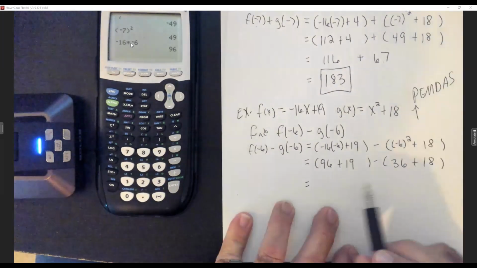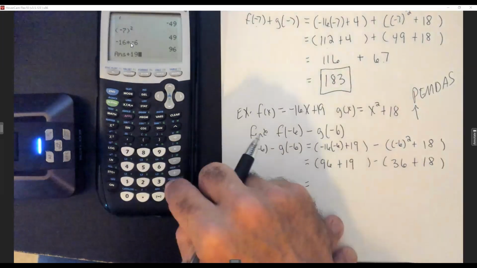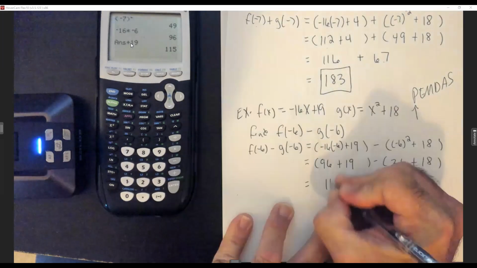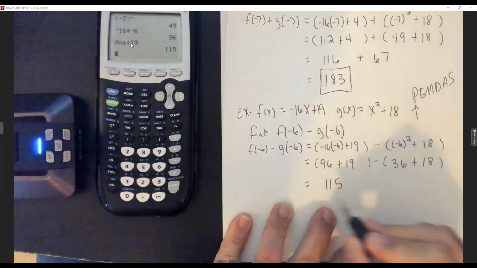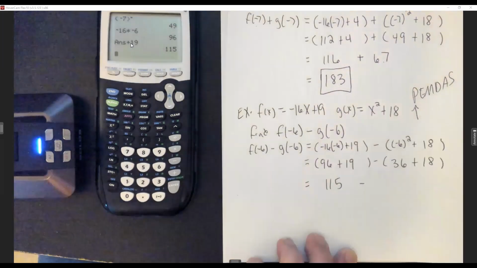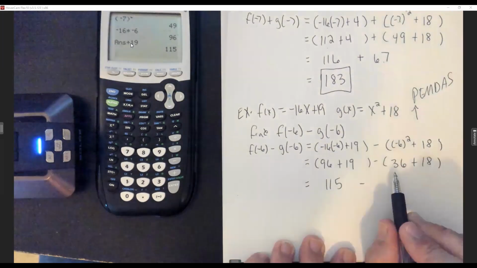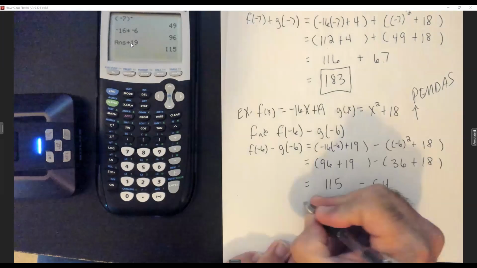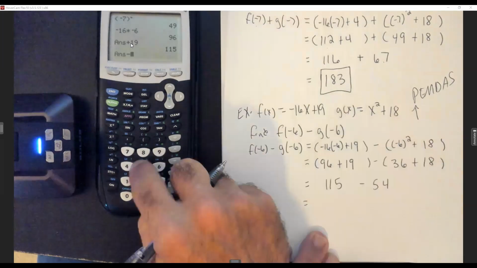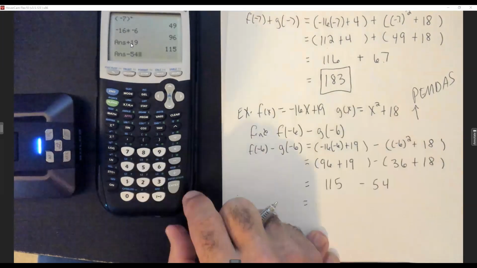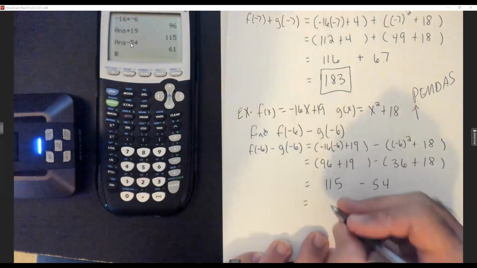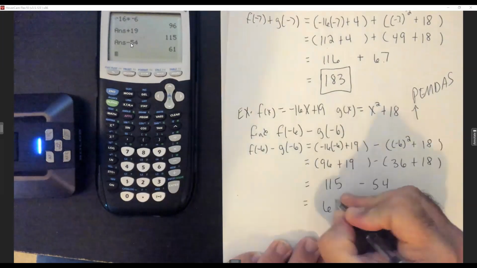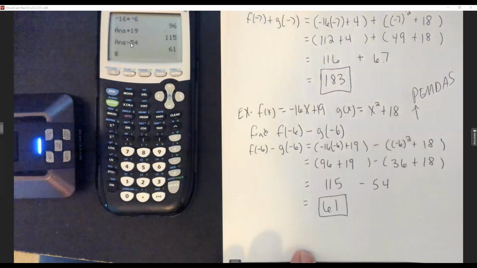Alrighty, so now I can add 96 plus 19 and get 115. And since it's a single number, I no longer need those parentheses. 36 plus 18 is 54. And y'all, 115 minus the 54 is going to give us 61. Final answer.